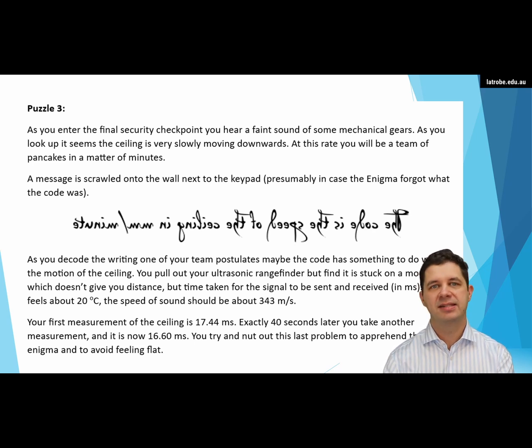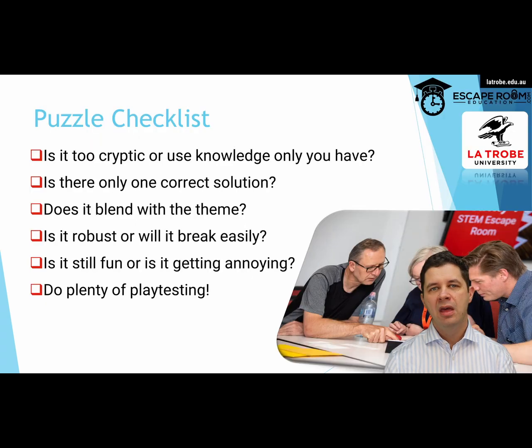This is in one of my sensors subjects. They're using some sensors, thinking about how that sensor works in a physics sort of sense and making some calculations based on that. So I like to have a bit of a checklist that I think through around when we actually create puzzles. And the first question I always ask is, is this puzzle too cryptic or too difficult?